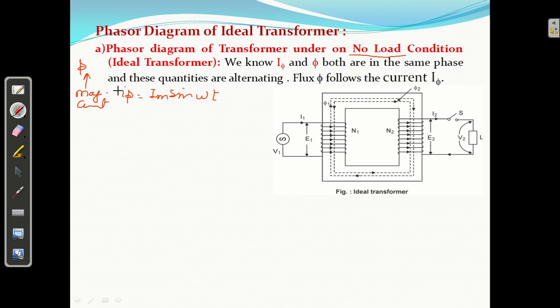Aur phi kaise produce hota? I phi is flowing, right? So I phi will link with the N1 turns. I phi into N1 is the MMF, and MMF upon reluctance equals the flux produced. If I phi is zero, flux will be zero. If I phi is maximum, flux will be maximum. Iska matlab hai, flux will follow the I phi. Right? So if I phi is I m sin omega t, then phi equal to phi m sin of omega t. So this is equation number one I am considering.